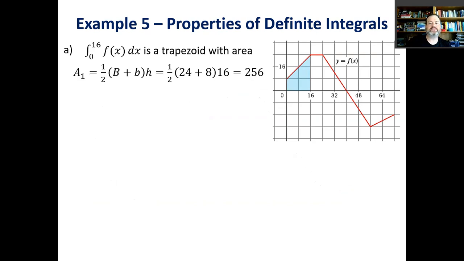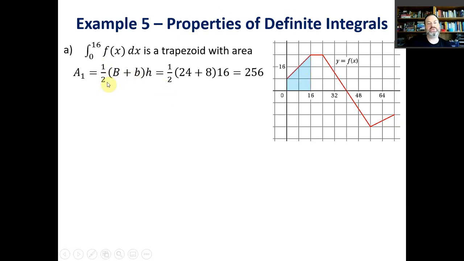So let's jump in. The first one, we want to find the definite integral from 0 to 16 of f of x dx. That's this. You look at it, and you might not know what this shape is. It turns out it is a trapezoid, just a trapezoid on its side. So the area of a trapezoid, I just called it A1. You can call it whatever you want.